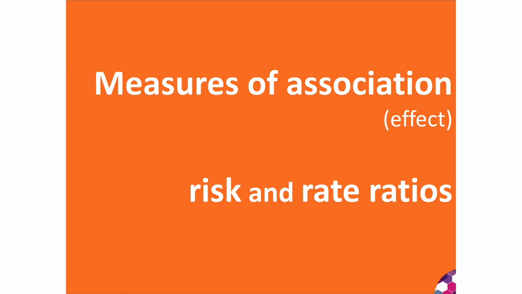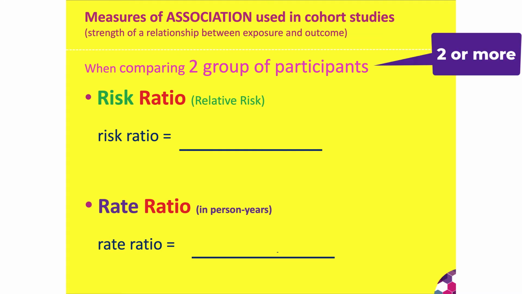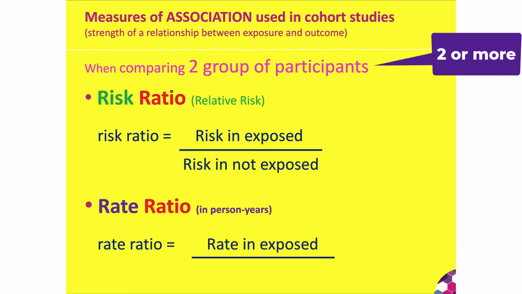So now let's move on to measures of association or measures of effect or magnitude of effect. And the two key ones are risk ratios and rate ratios. So when we're comparing two groups of participants, and we've already looked at that in a number of previous video lectures, the risk ratio is the risk in the exposed divided by the risk in the not exposed, and the rate ratio is the rate in the exposed divided by the rate in the not exposed.